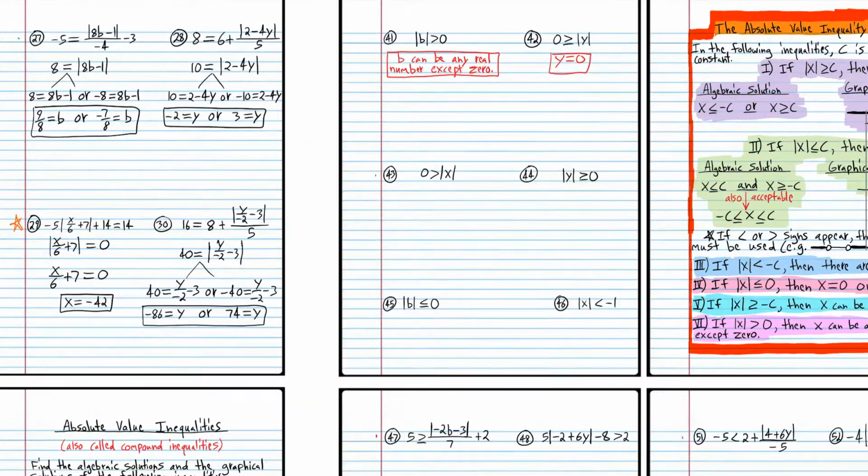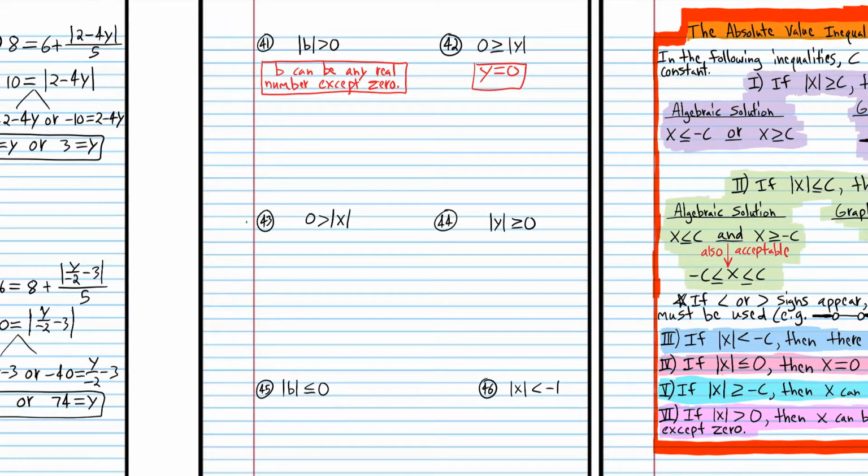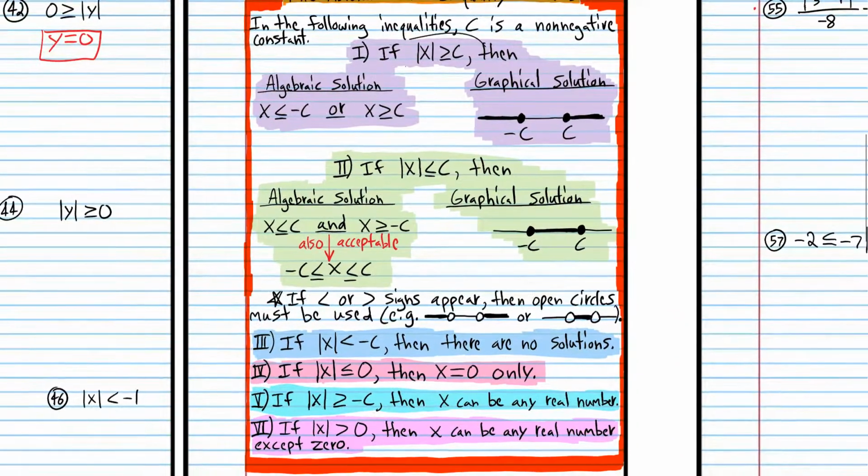Or excuse me, y, in this case, y is only equal to 0. So those are the 4 situations. So we've done all 6 theorems. We did this theorem, this theorem, this theorem, this theorem, this theorem, this theorem.